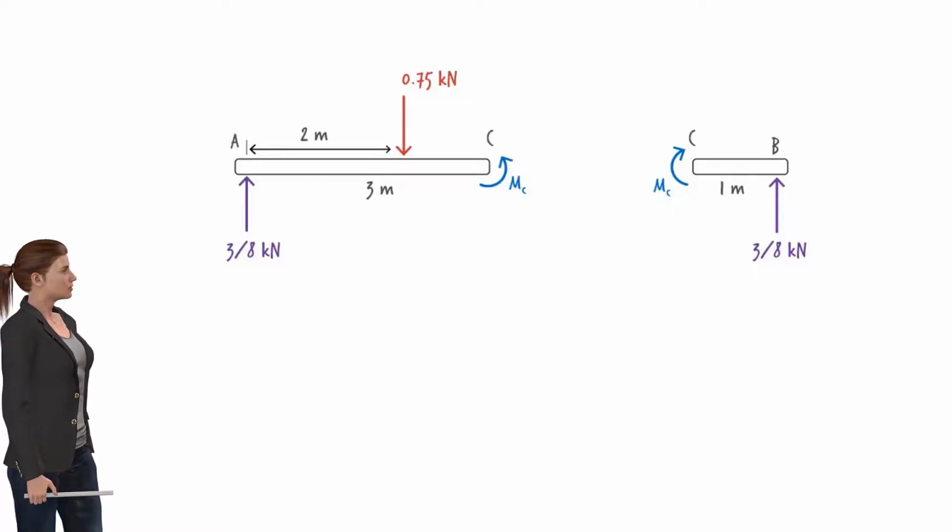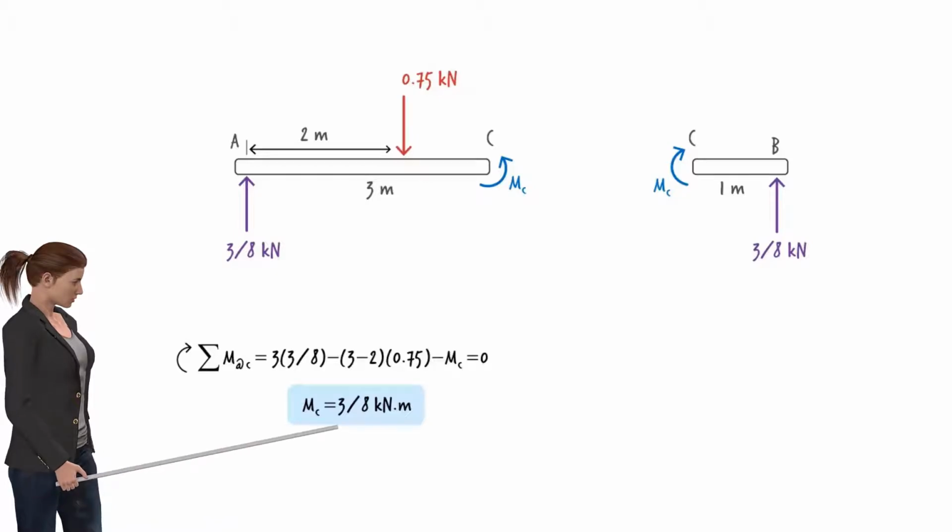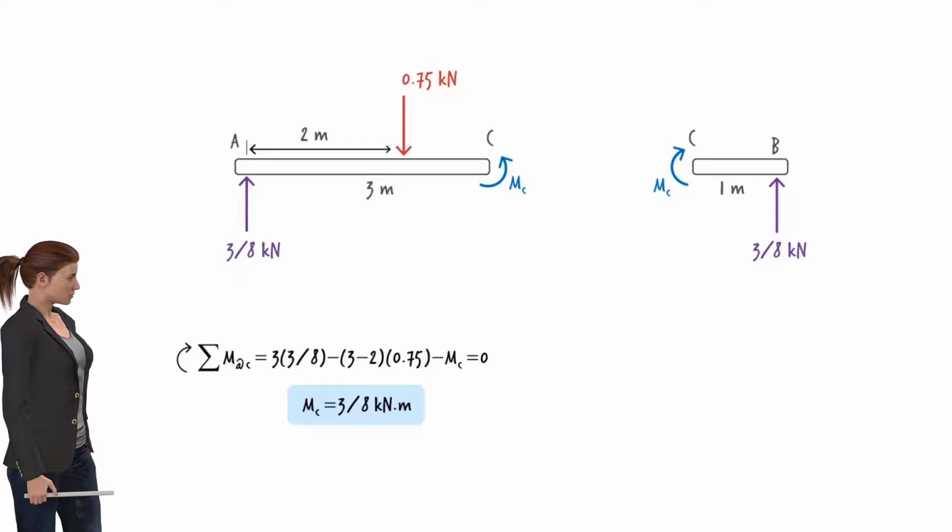We can calculate this unknown bending moment using either the left or the right segment of the beam. To determine the moment, we simply apply the moment equilibrium equation to point C. For the left segment, the equation is shown. Solving it for MC, we get the bending moment. It has a unit of force times length, so here we have the moment expressed in kilonewton meters. Of course, we could have calculated the moment using the right segment of the beam, which would have given us the same value for MC.